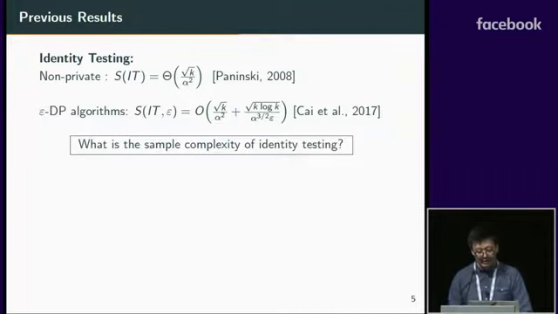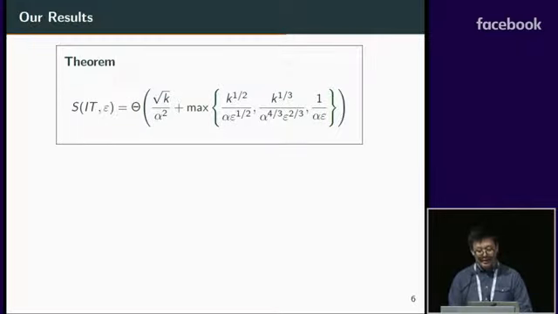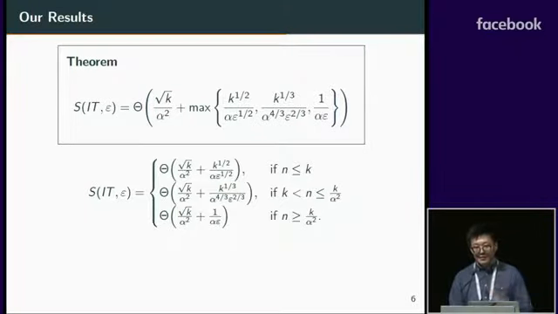And in this work, we want to calculate the exact sample complexity of identity testing. And it turns out that the exact sample complexity is the following term. In addition to the term of the non-private case, the extra penalty imposed by privacy is the max of these 3 terms. And in each of these 3 regimes, one of the terms will dominate. For example, the first case is a sparse case, where you have samples less than the domain size. And the last case is an extremely dense case, where you have samples enough to learn the distribution up to accuracy alpha. And the second one is the middle case.